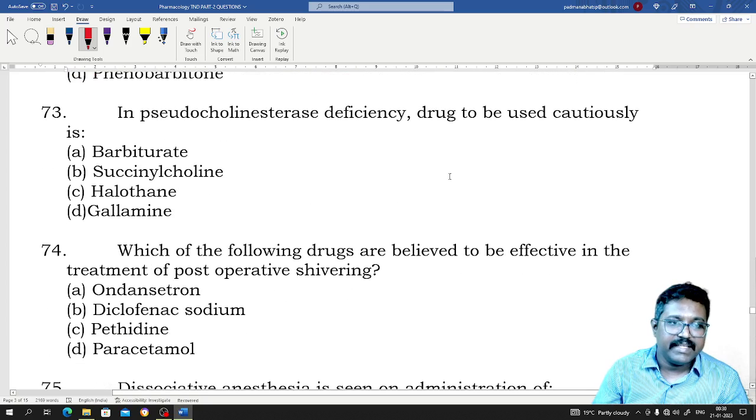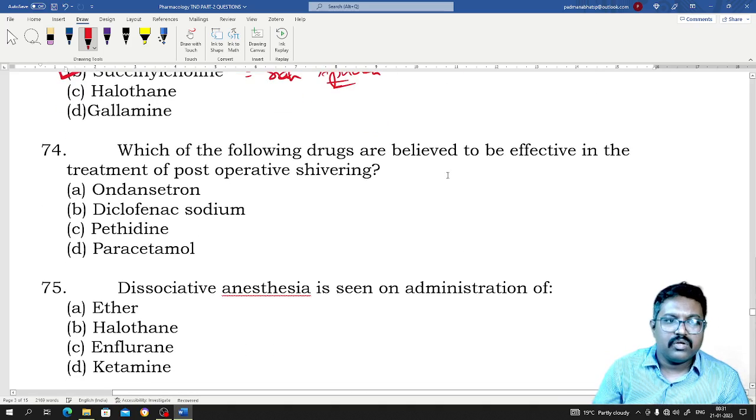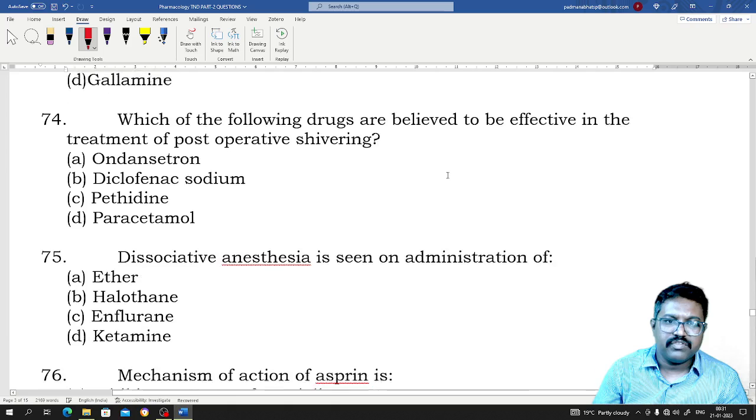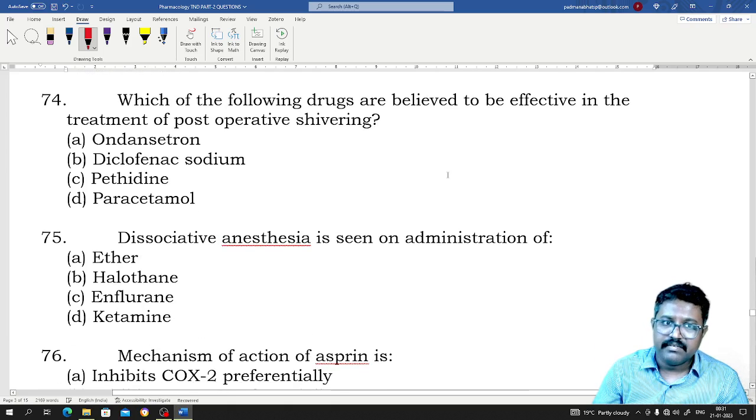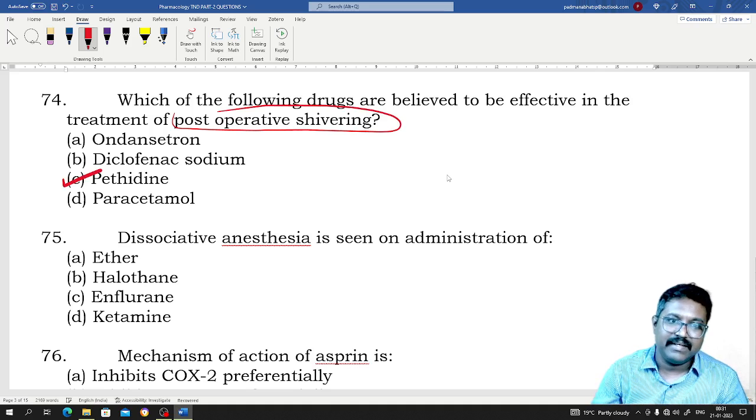Next, moving on to the 73rd MCQ, that is in a case of pseudocholinesterase deficiency, the drug to be cautiously used is, again a direct answer, succinylcholine, because it can lead to succinylcholine apnea. Moving on to the 74th MCQ, which of the following drugs are believed to be effective in the treatment of postoperative shivering? Again a direct answer, the drug will be from your opioid group, that is pethidine.